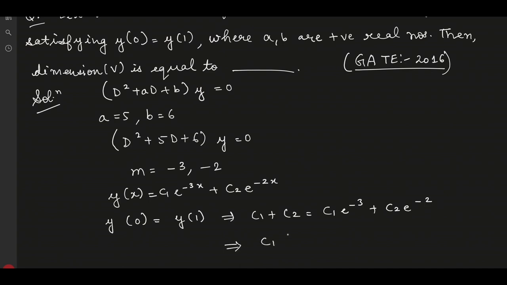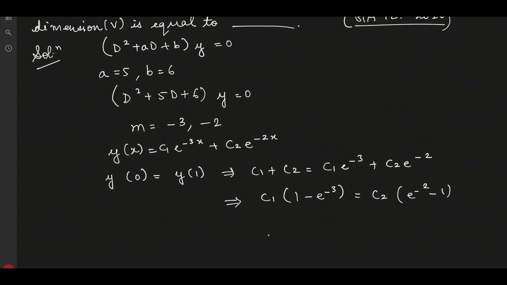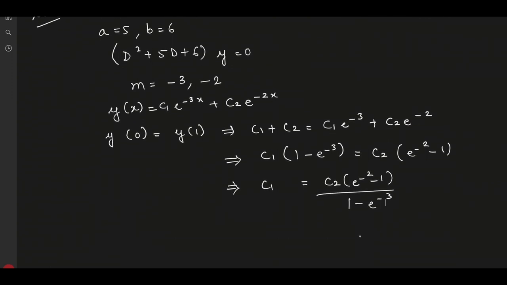So I can take it like this: c1 times 1 minus e to the power -3 and c2 times e to the power -2 minus 1. So from here, if I take out the value of c1, then it will be c2 times e to the power -2 minus 1 upon 1 minus e to the power -3. Means value of c1 depends on c2. So there is only one linearly independent solution. Yes, ma'am. So dimension of this vector space will be 1.